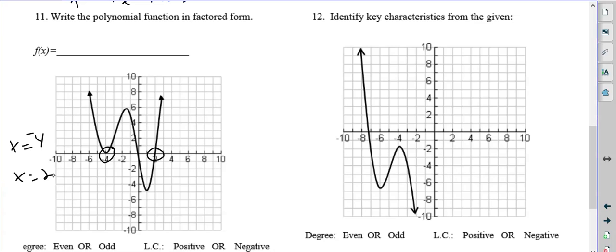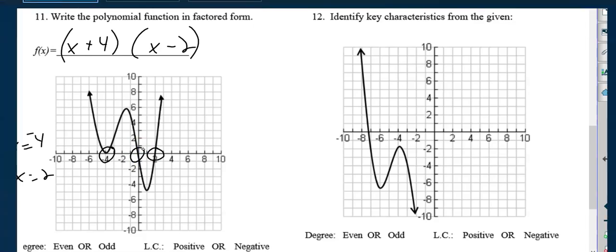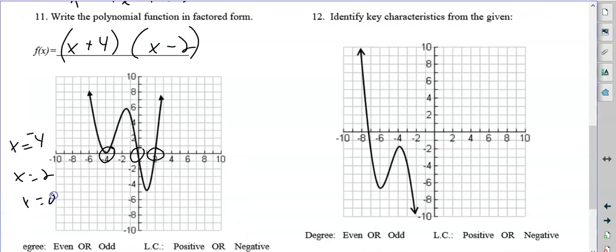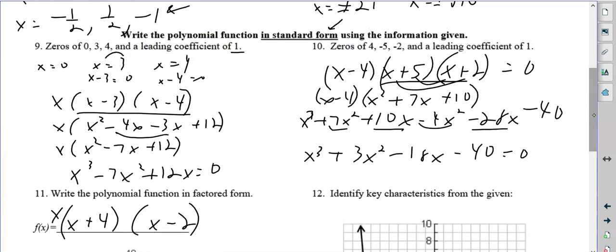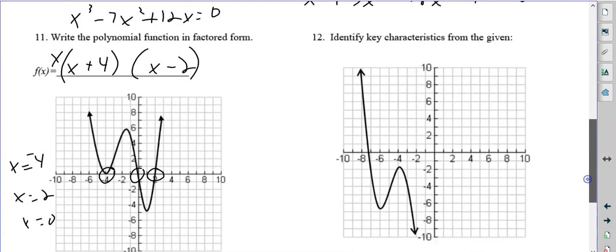Well, one thing, x minus 4, x equals negative 4, becomes x plus 4. X equals 2 becomes x minus 2. But remember, oh, and I missed one right there at 0. X equals 0, which usually we just put an x right out in front. Okay? Just like we did up here. Now, that's only 3 x's. And this is obviously a quartic because it's a W.